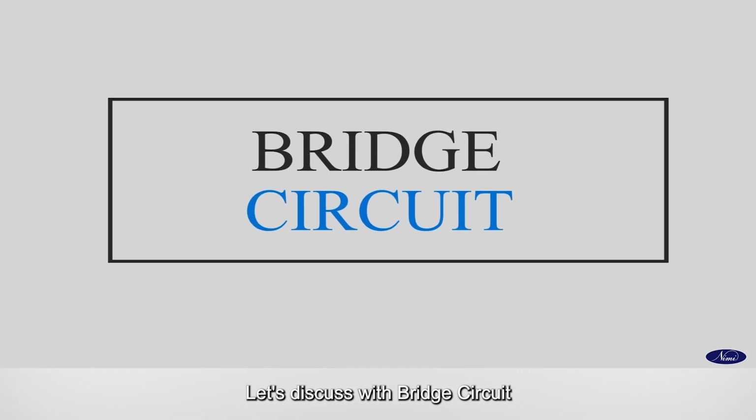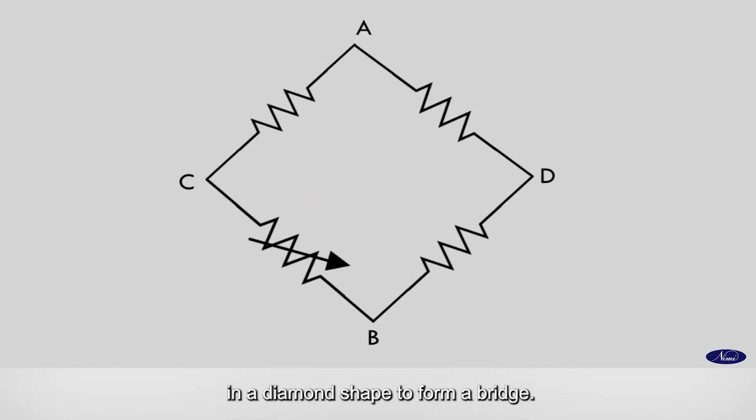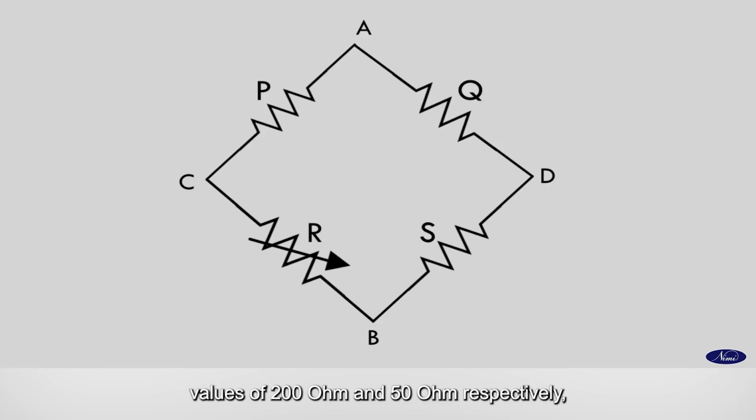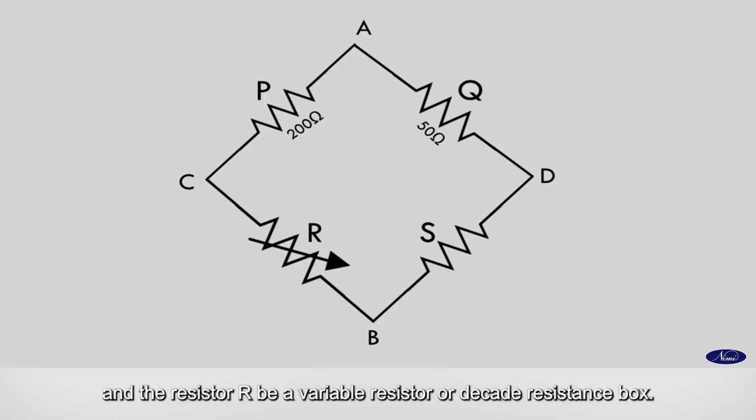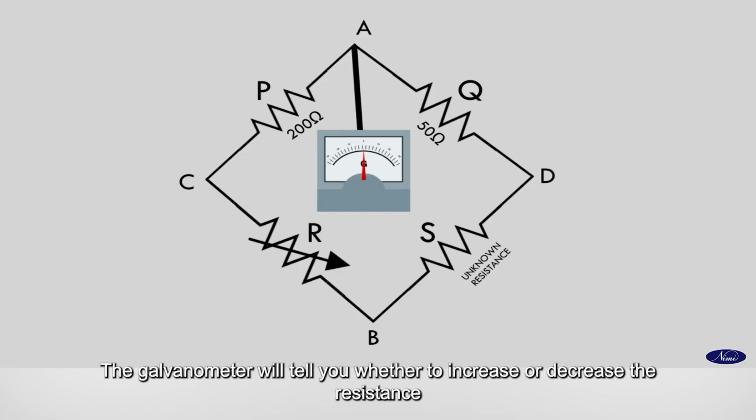Let's discuss with bridge circuit. Connect the resistors P, Q, R and S in a diamond shape to form a bridge. Let the resistors P and Q be fixed values of 200 ohm and 50 ohm respectively, and the resistor R be a variable resistor or decade resistance box, selecting the range at any value where S is the unknown resistance to be measured. Connect a galvanometer between the points A and B to sense the current flow.